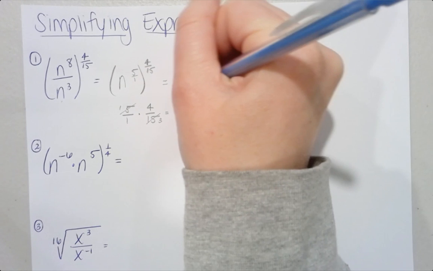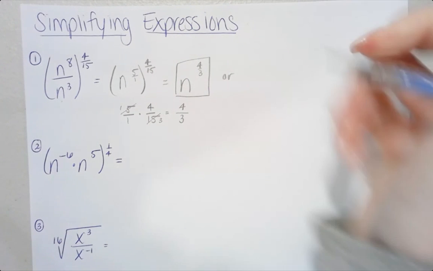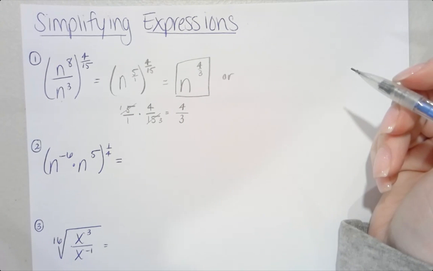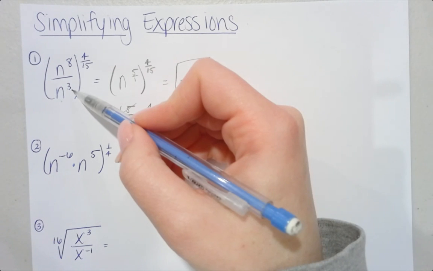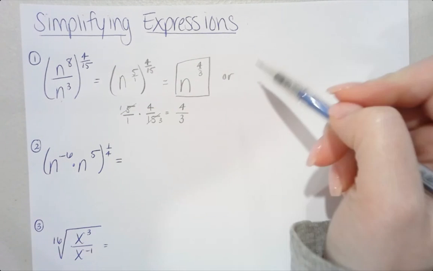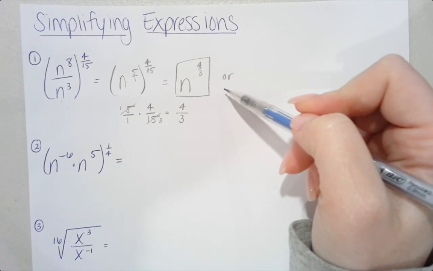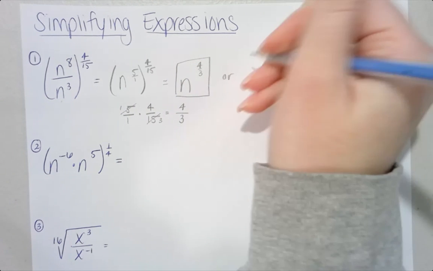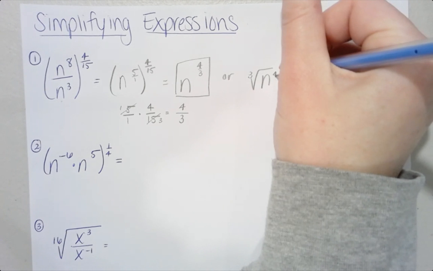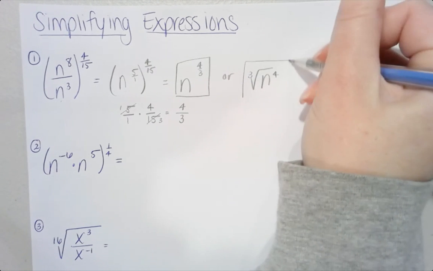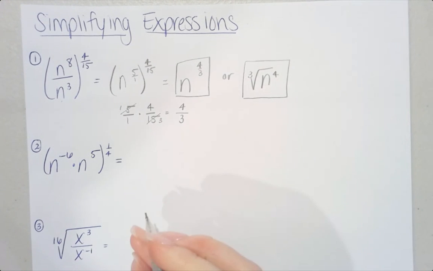Again, if you are like my students, then using Delta Math, some of these questions are multiple choice, and they don't write the final answer in the same form as the original question. Sometimes they write it in the opposite form. So an answer that you might be looking for is the cube root of n to the 4th power. Both of these answers are correct. They're just written in different forms.